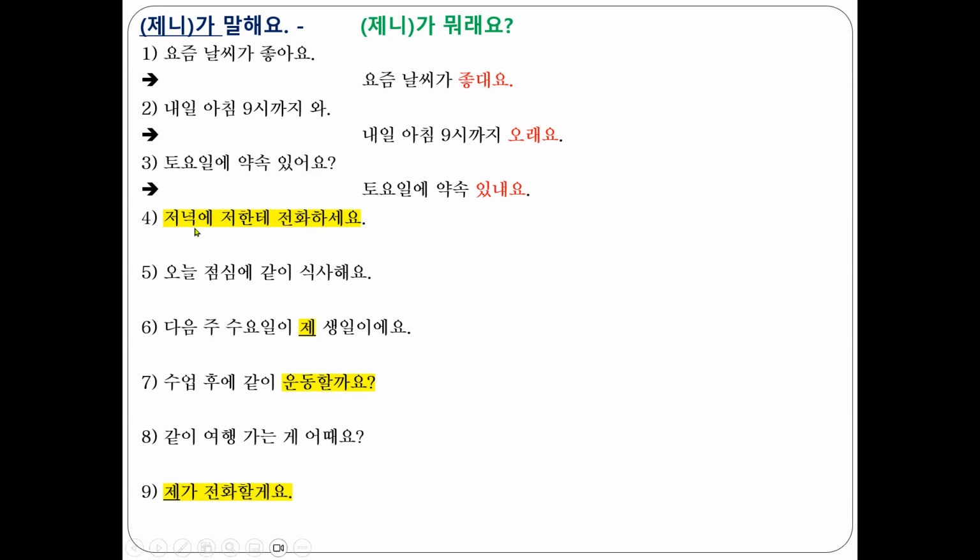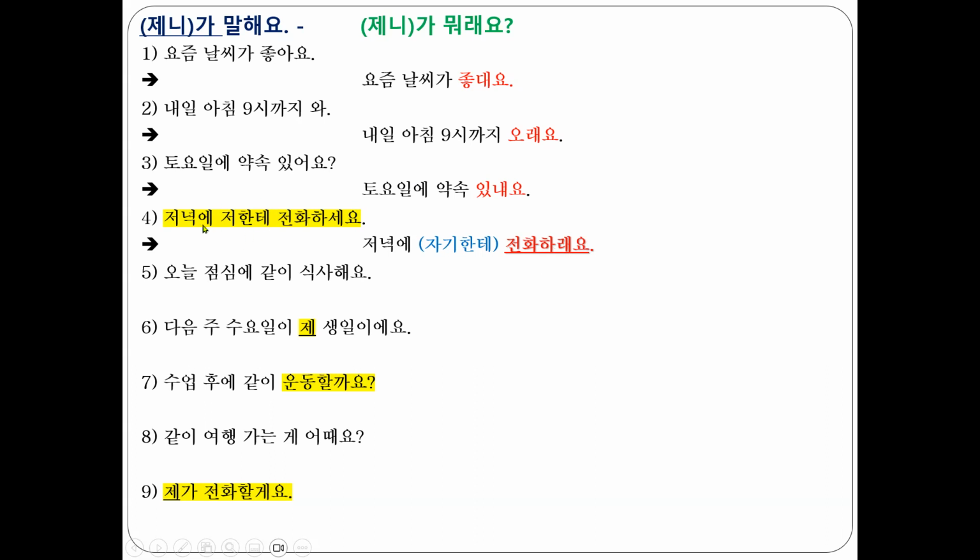저녁에 저한테 전화하세요. This is a request, right? Call me tonight, call me at night. So, request, so again 래요. 전화하다, the stem ends with a vowel. So 전화하래요. 저녁에 전화하래요. She asked me to call at night.